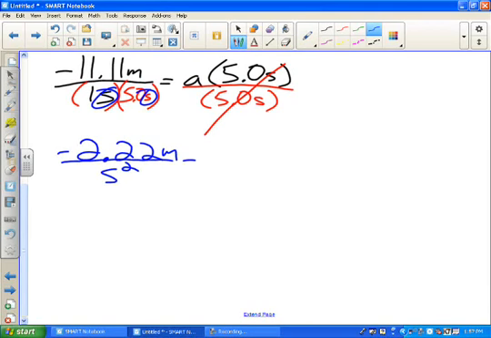So everything worked out. My acceleration is in the opposite direction of the velocity. It's negative 2.2 meters per second squared.